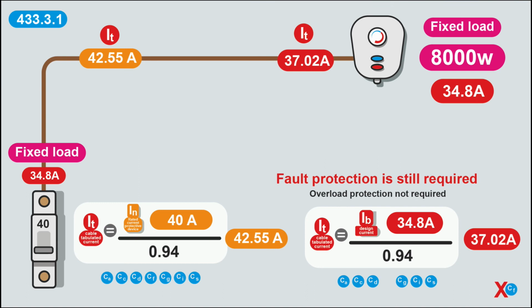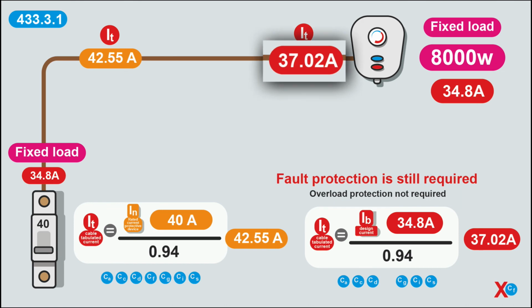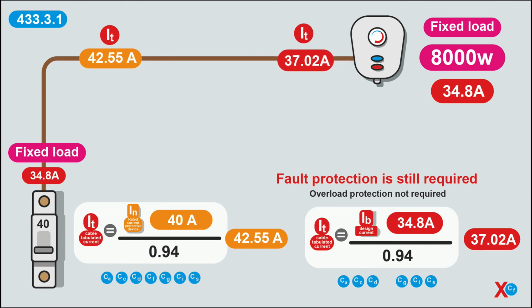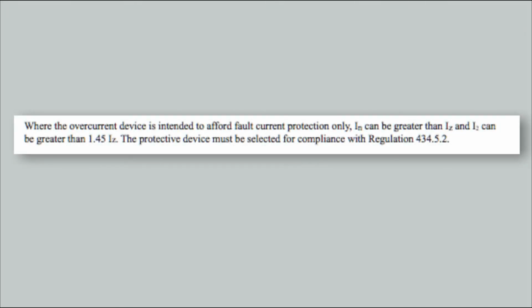The design current is still 34.8 amps. This corrected value of It, 37.02 amps, it doesn't mean that 37.02 amps is being pulled. It means that cable is being heated as if it had 37.02 amps flowing through it. So we size our cable to accommodate that additional heat. When it says overload protection is not required, it's not saying that you can leave the MCB out, because we still have to provide full protection. Overload protection will be there. It's not like we're taking a section of the MCB out, so we're losing overload protection. It's more to do with coordination.